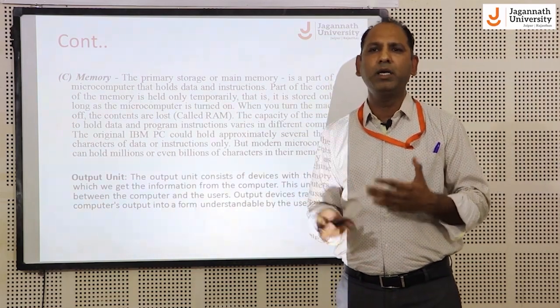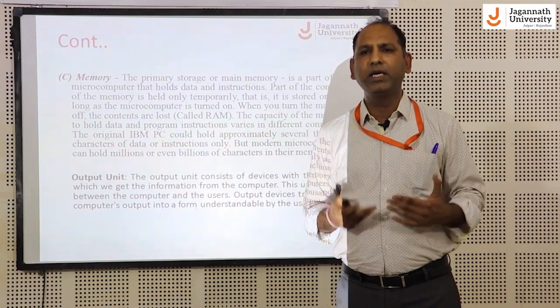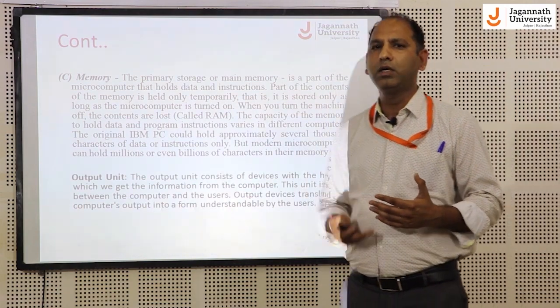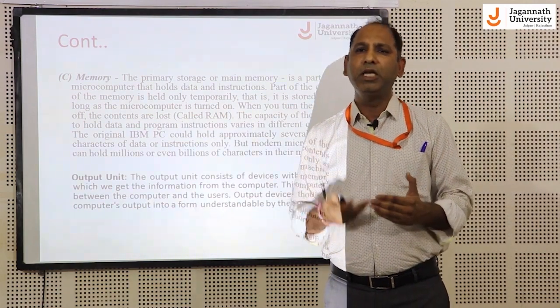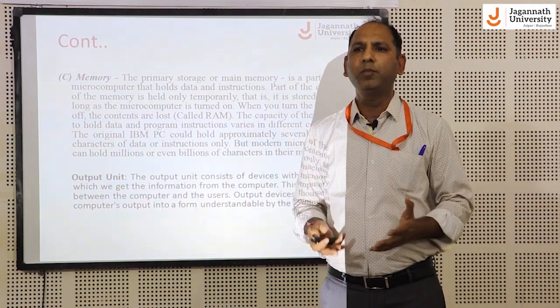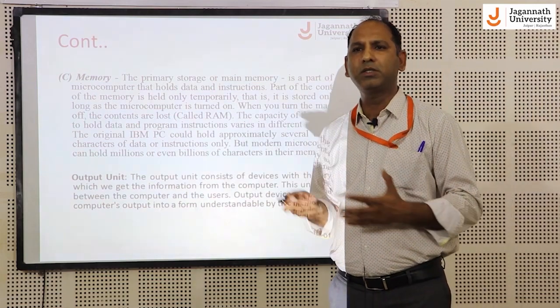Primary memory is again divided into RAM and ROM, and the RAM is also divided into SRAM and DRAM, and the ROM is also divided into different types: PROM, EPROM, EEPROM. These are the divisions of the complete computer memory, which are used for different purposes in the system.